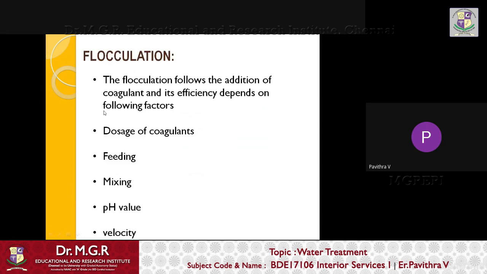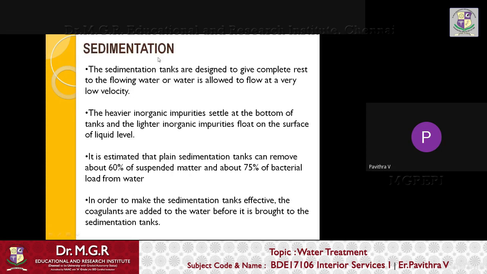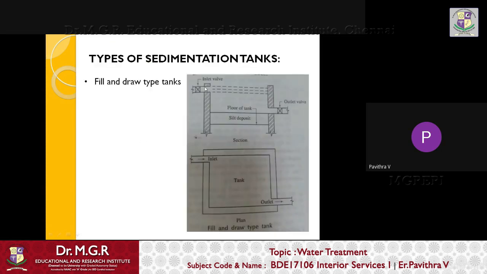So flocculation is carried out based on these factors: dosage of coagulants, feeding, mixing, pH and the velocity. Sedimentation is the one in which the tank has an inlet and an outlet. The inlet is where the water comes inside, and the outlet is where the purified water will be collected afterwards.